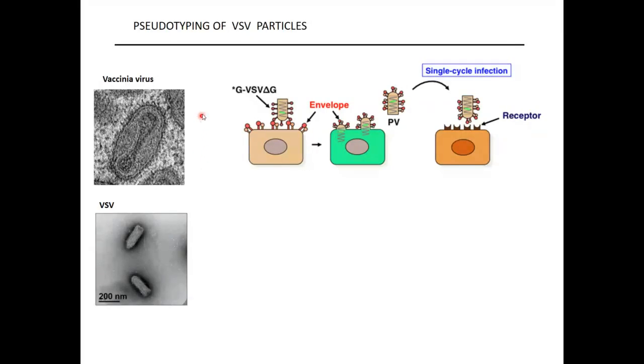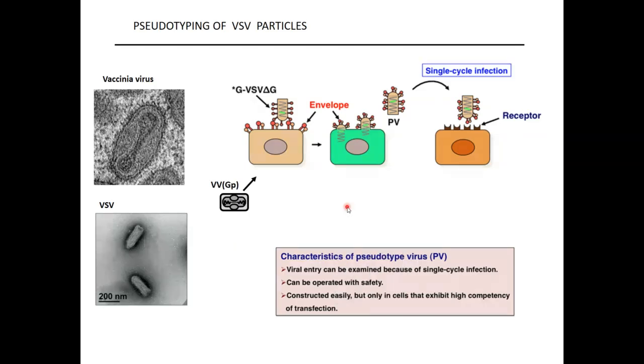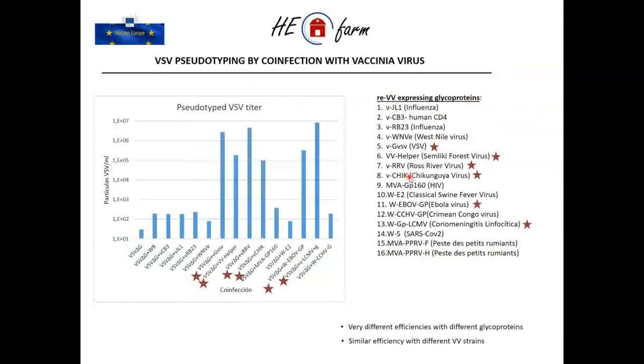So what we have done to begin with is to use vaccinia virus expressing different glycoproteins and do co-infection with VSV. When we infect with these particles, which are devoid of G glycoprotein, and we provide the vaccinia virus expressing a glycoprotein in trans, we can get particles that have this foreign glycoprotein and which are single cycle infection. And this allows us to detect neutralizing antibodies.